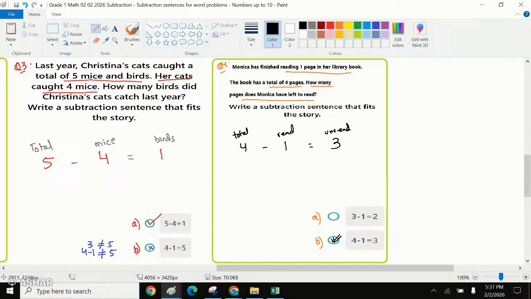Oh, no, Precious. You wrote option A. There were a total of 4. May's answer is correct. May wrote 4 minus 1 equals 3, right? There are a total of 4 pages. Out of those pages, she has finished reading 1 page already. So 4 minus 1, yes, 4 minus 1 would be equal to 3, right?